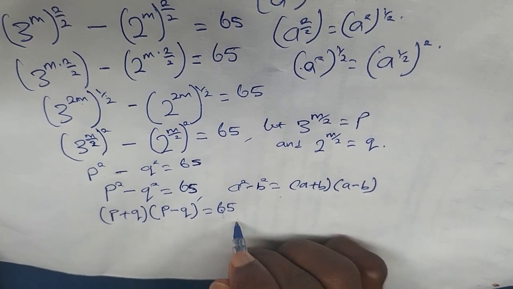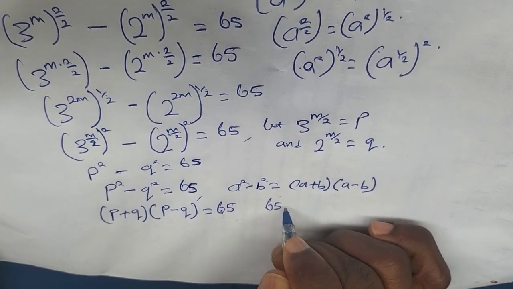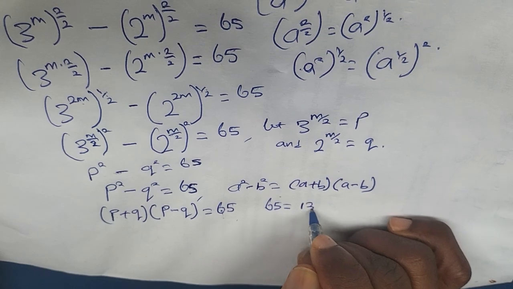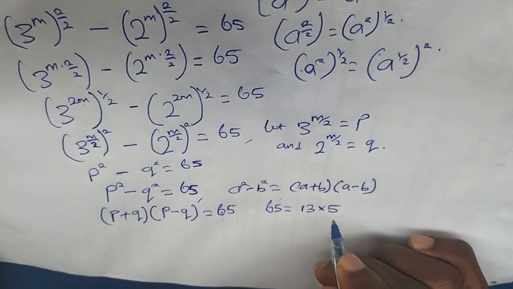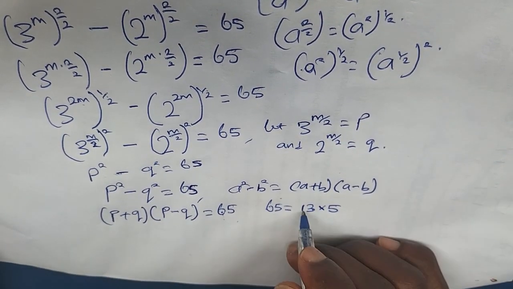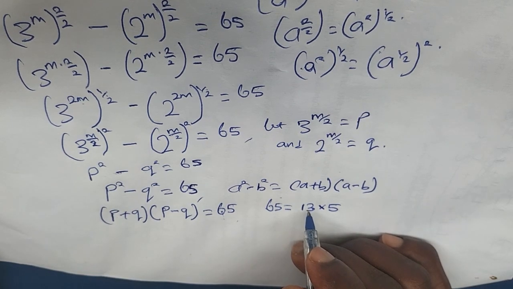In another word, we can write 65. Recall, 65 is equal to 13 times 5. So in other words, whenever we say 65, we are putting 13 times 5.